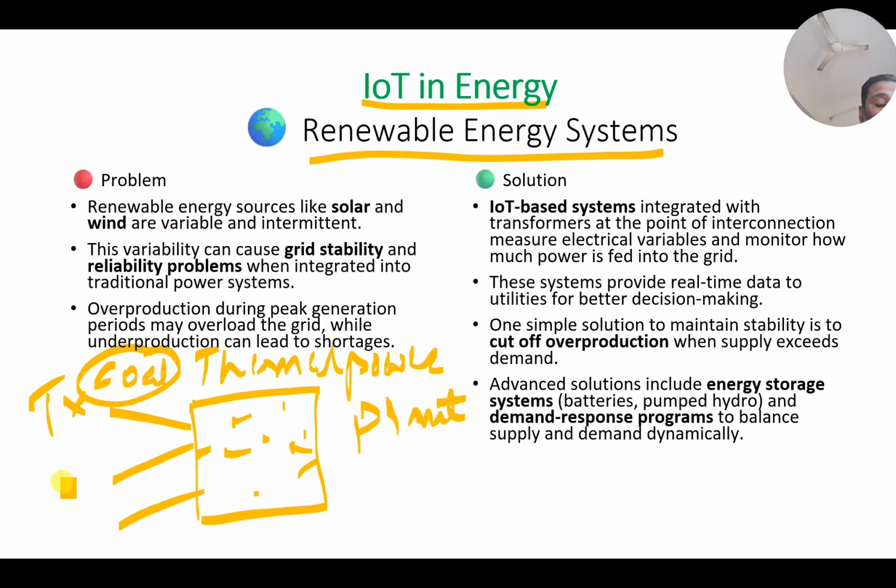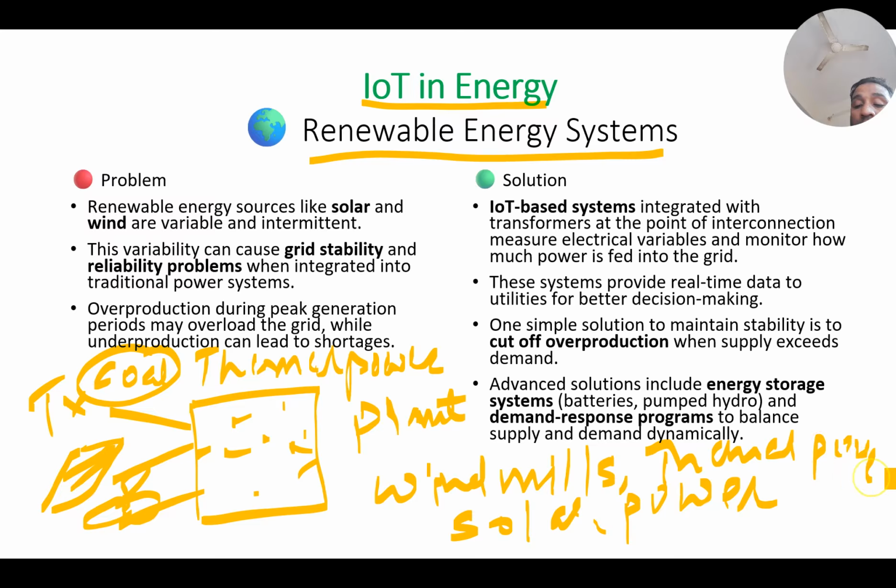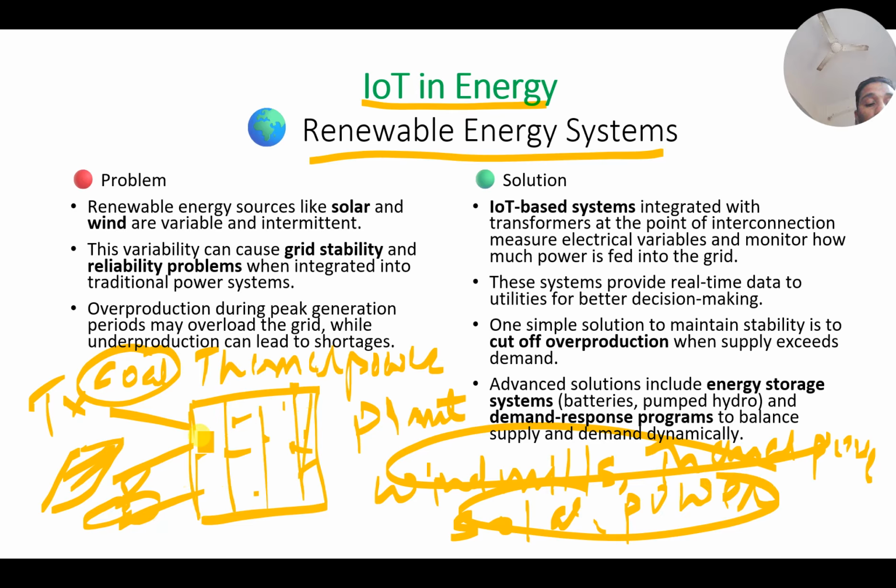Here I have solar panels. Here I use windmills, right? So I will be using windmills. I am using solar power on the transmission side, as well as thermal power on the transmission side, right? All are feeding to the grid, right?